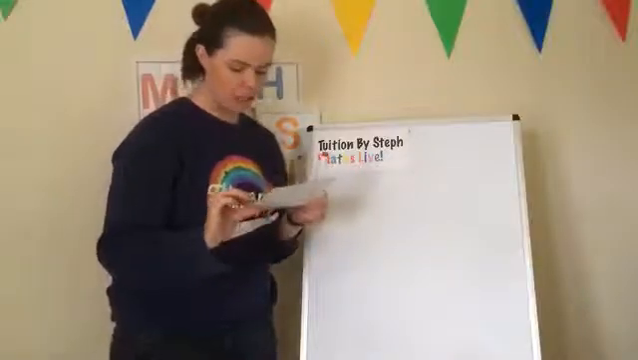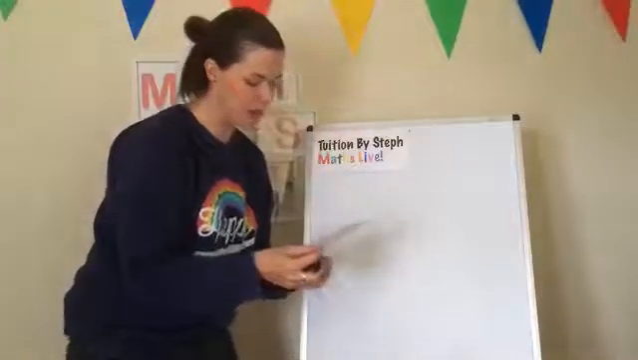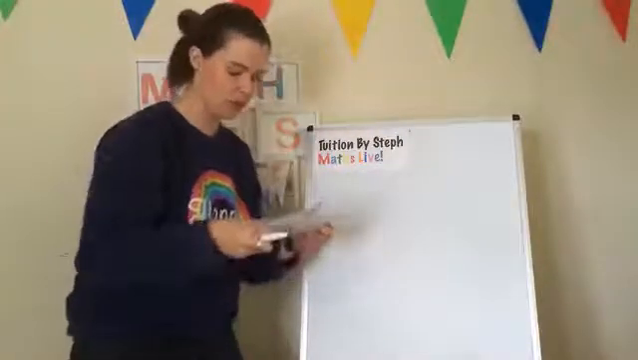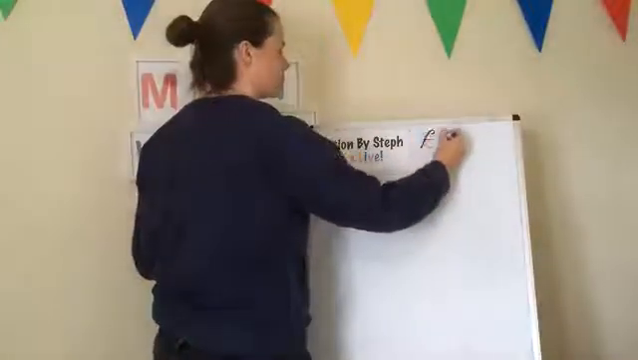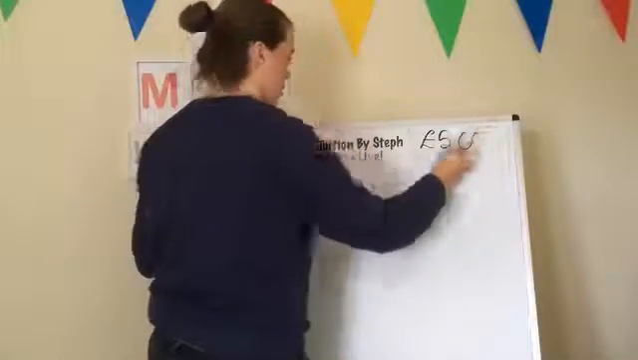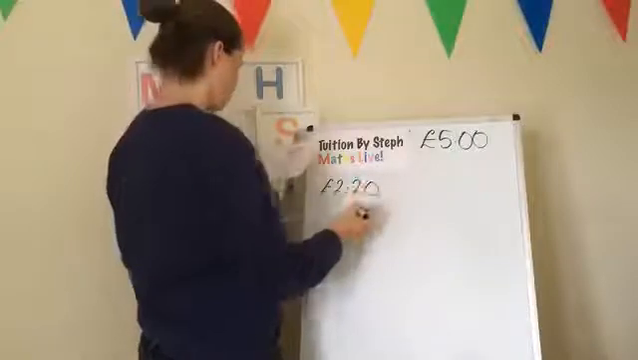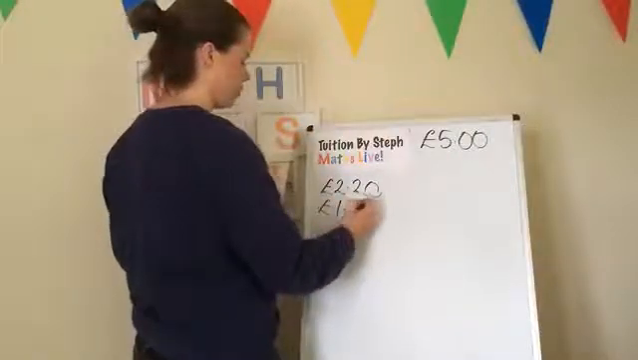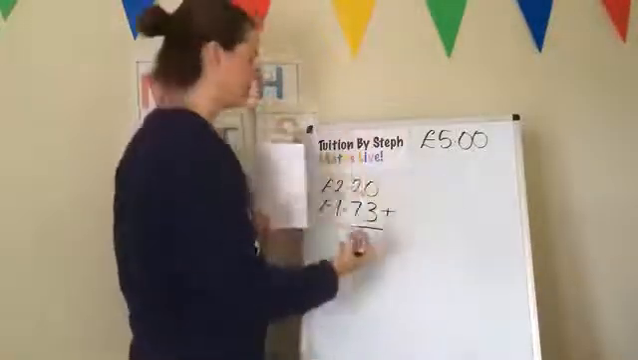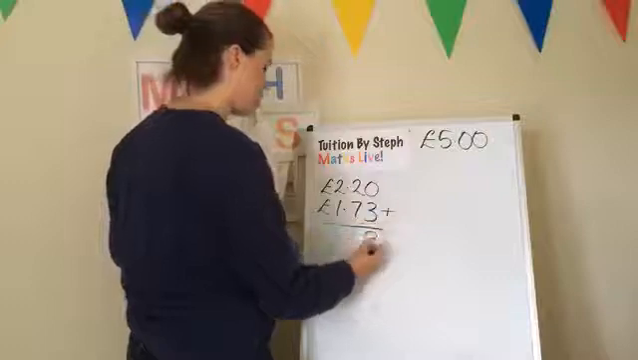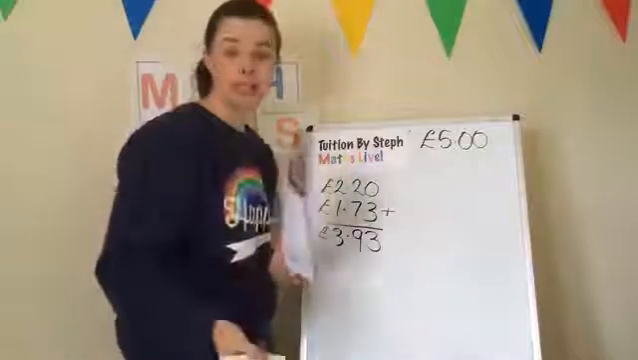Elijah went to the shop to spend his £5 pocket money. He bought a magazine for £2.20 and a packet of sweets for £1.73. How much change did he get? So he's got £5. He spends £2.20 and he also spends £1.73. So what we need to do first of all is add up these two to see how much he's spent in total. So we'll add them together. So 7, 8, 9. So he spent £3.93.